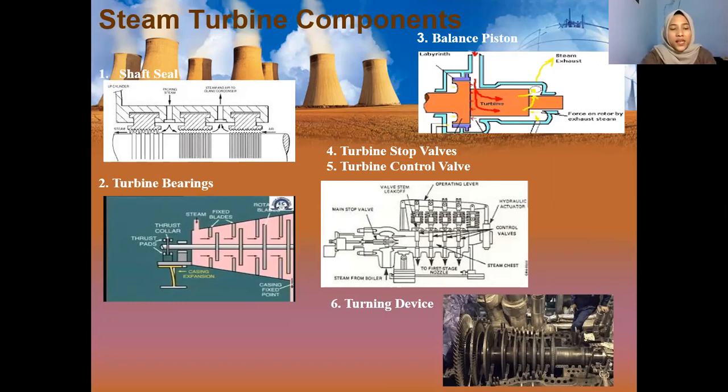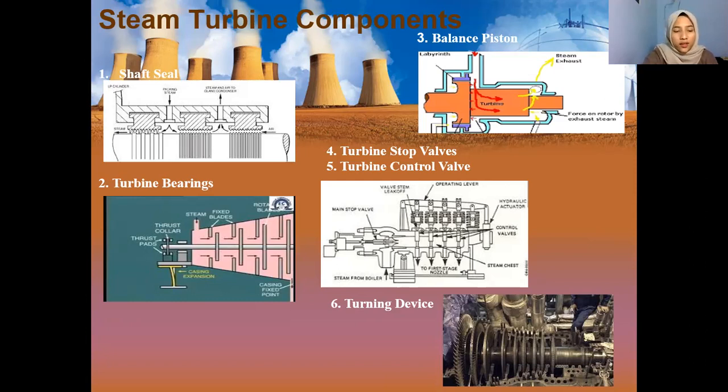Number 2, turbine bearings. Bearings on a steam turbine have the following functions: to withstand the weight of the rotor, to resist various unstable forces from water vapor on the turbine blades, and to resist the kinetic force due to residual imbalance or imbalance due to blade damage. And lastly, to take up the axial force under varying electrical loads.